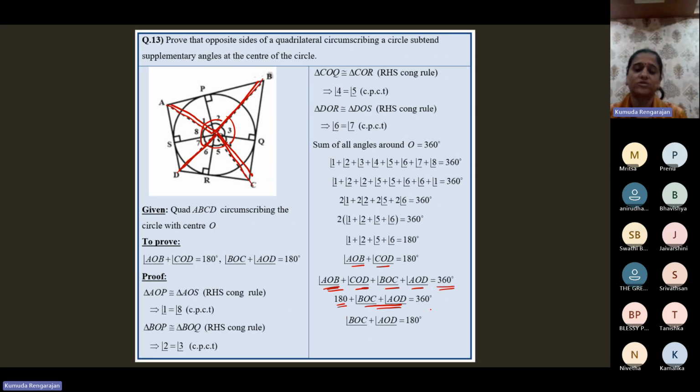360 minus 180, which is 180. BOC, this one, plus AOD is also 180. Correct? If you have proved this angle plus this angle is 180, what's the remaining? 360 minus 180, 180 is remaining. So that should be the sum of these 2 angles, right? That's what we have shown here.